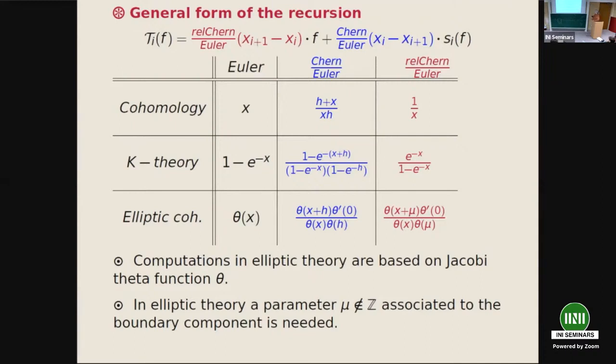Just look at this formula. It's not possible to avoid a parameter. You should plug in some parameter. So what parameter do you plug in? Let's call it mu. And this parameter would depend on the geometry.